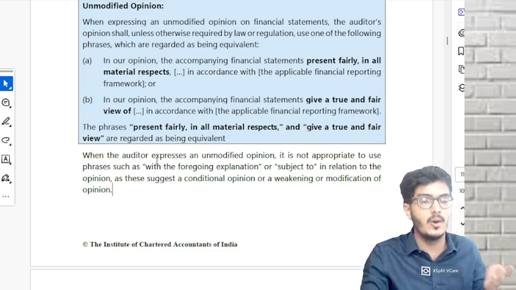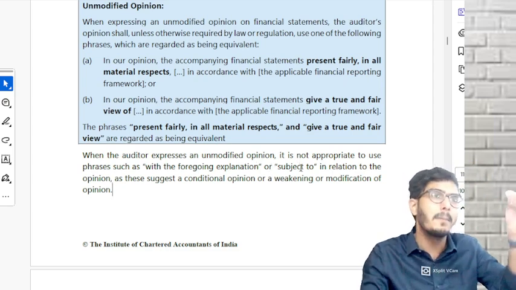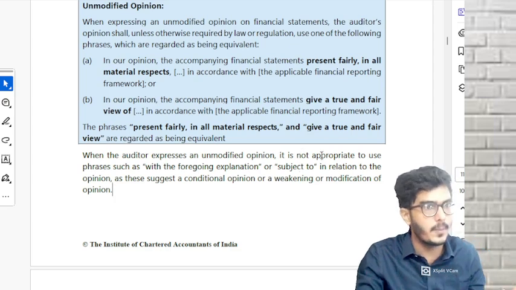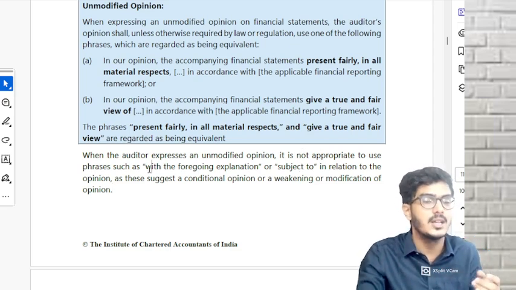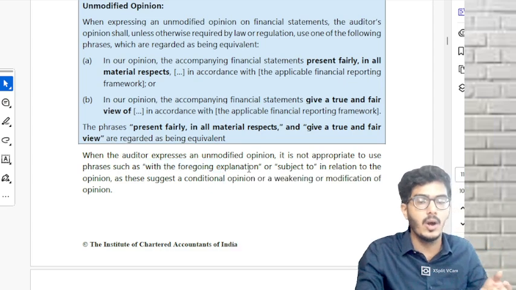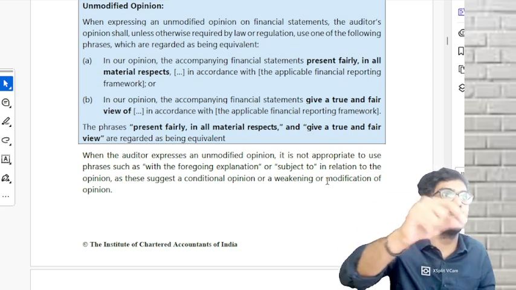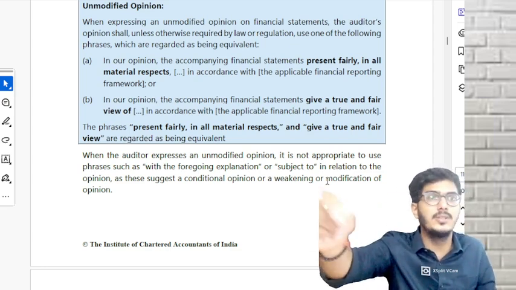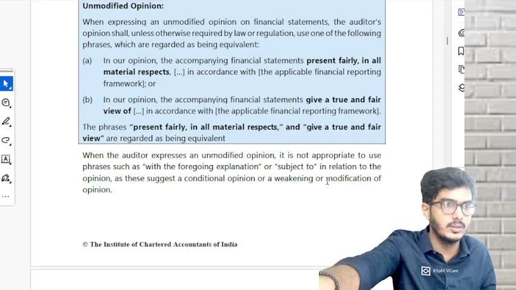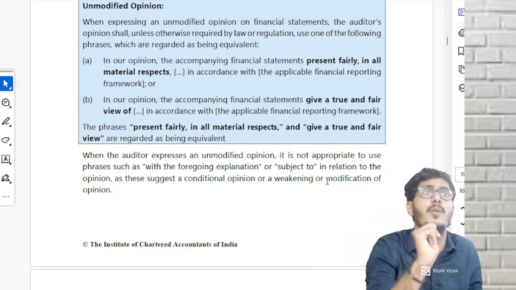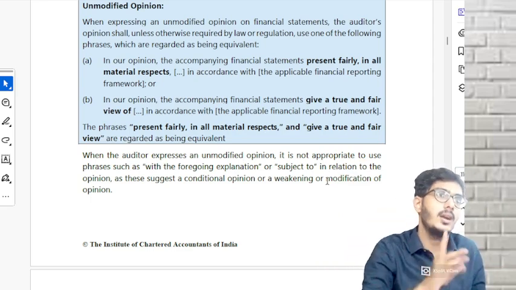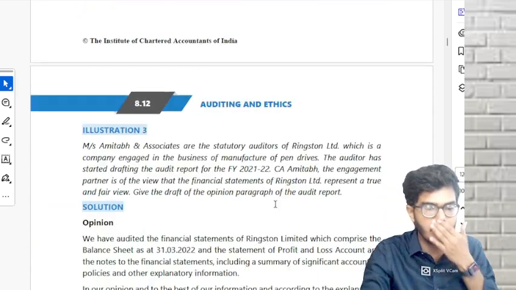So it is written, when the auditor expresses an unmodified opinion, it is not appropriate for the auditor to use phrases such as with the foregoing explanation or subject to in relation to the opinion. Like we are giving an unmodified opinion subject to this particular one. Arey, there is some problem, no? That is why you wrote the words subject to. Then why did you give an unmodified opinion? Don't give an unmodified opinion. Understood? MCQ it is. Take care.